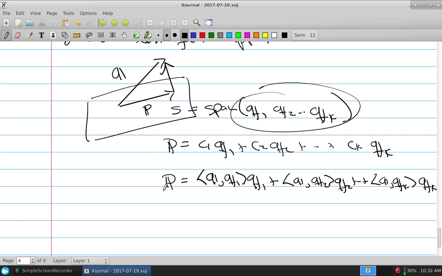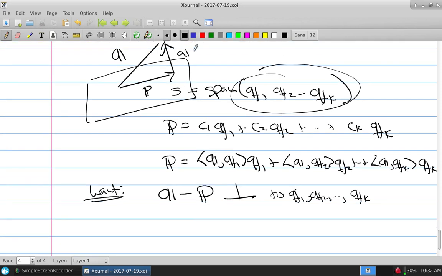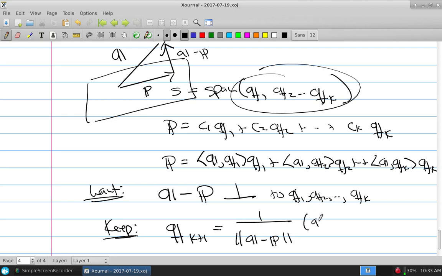But what do I want? Normally on the least squares problem, you would stop. This is the thing in the subspace that you were trying to find. This problem is not interested in that. What I actually want is A minus P, that is orthogonal to Q1, Q2, up to Qk. In other words, this guy here, A minus P, is my orthogonal complement. My problem is it's orthogonal, but I want orthonormal. So how do I make it length 1? Divide by its length. And so what I will do is I will keep my next guy, Qk plus 1, is going to be 1 divided by the length of A minus P times A minus P.